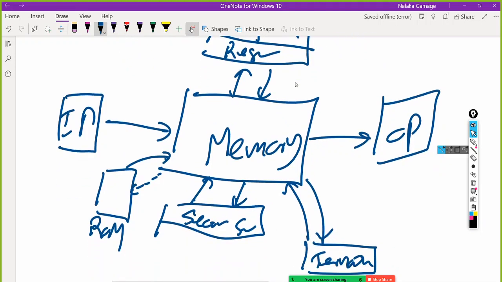Okay, now what is the purpose of, don't rush to answer, first think about it, what is the purpose of memory or RAM or primary memory?